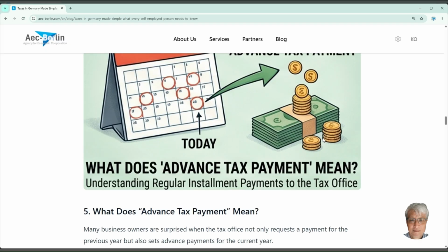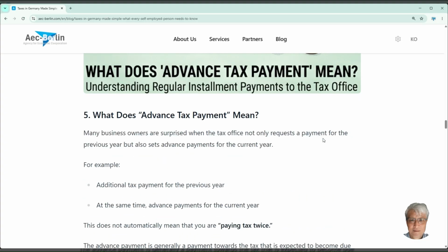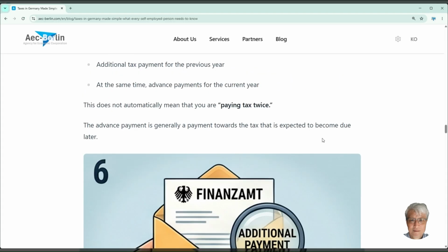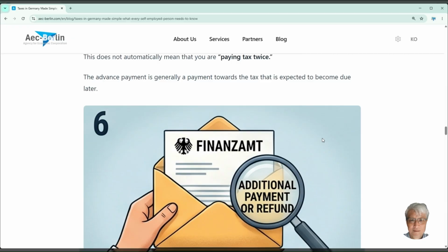5. What does advanced tax payment mean? Many business owners are surprised when the tax office not only requests a payment for the previous year, but also sets advance payments for the current year. For example, an additional tax payment for the previous year and, at the same time, advance payments for the current year. This does not automatically mean that you are paying tax twice. The advance payment is generally a payment towards the tax that is expected to become due later.